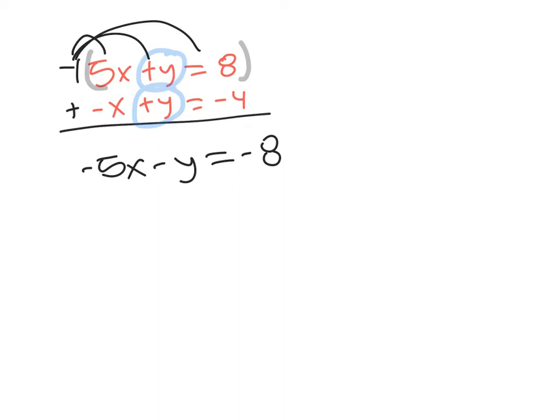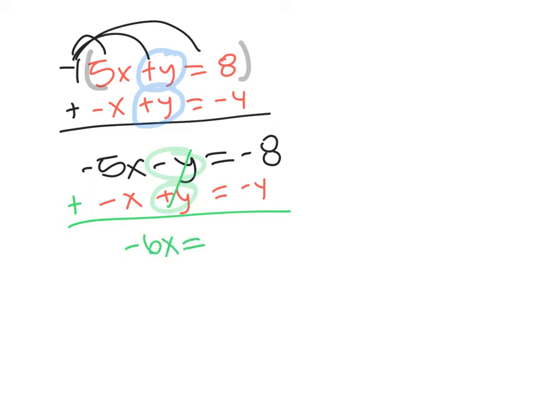And now you won't do anything with the second equation. You're going to leave it as it is. So that's -x plus y equals -4. Now I'm going to add them together like I did on the previous problem. My -y and my positive y are just going to cancel out. Those are going to be 0. So -5x minus x is -6x, and then equals -8 minus 4, which is -12. So I'm going to divide by -6 on both sides.